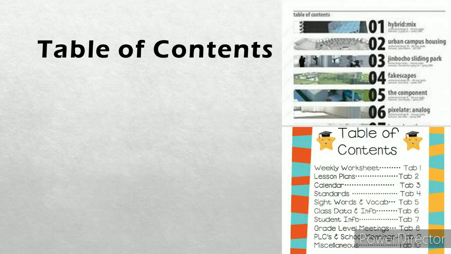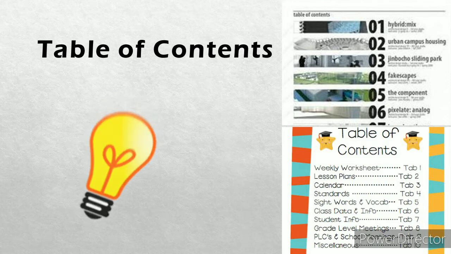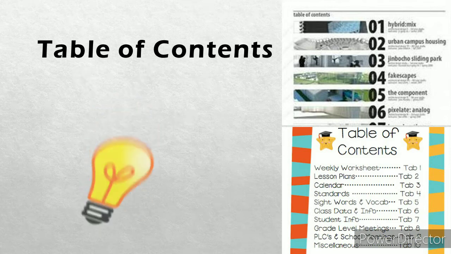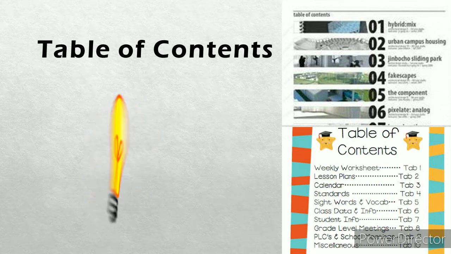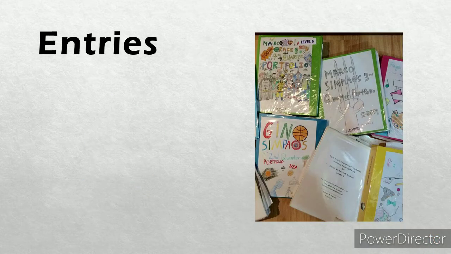The second one is the table of contents. It is a list of entries that is usually found on the page before the start of the portfolio. It gives the reader the overview of the portfolio's content, and moreover, it allows the reader to go directly to a specific entry. The third essential element are the entries, or the content itself.